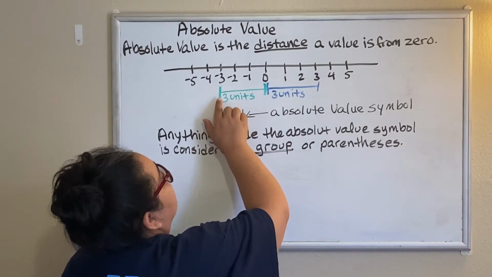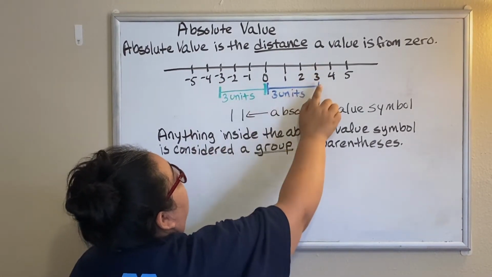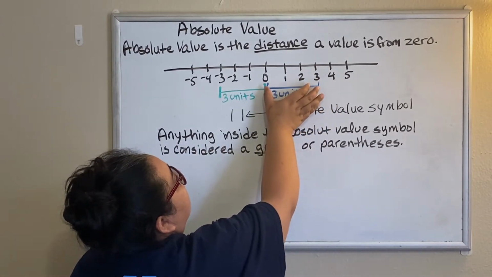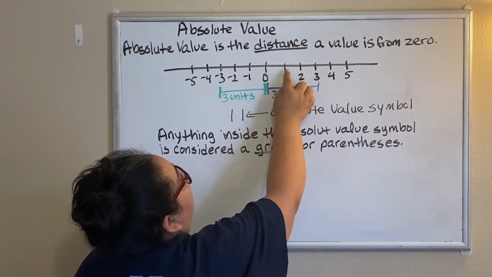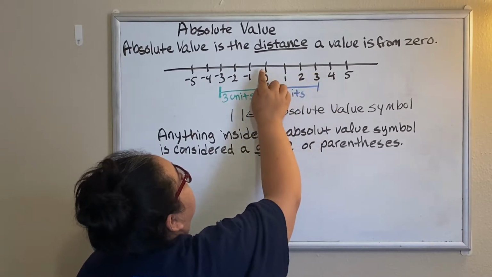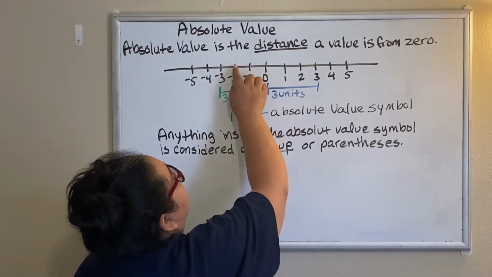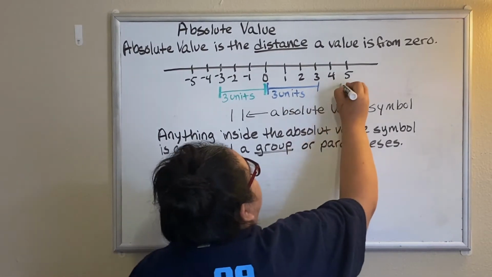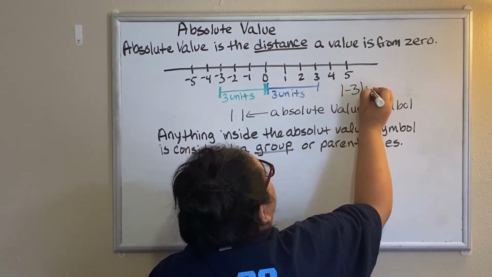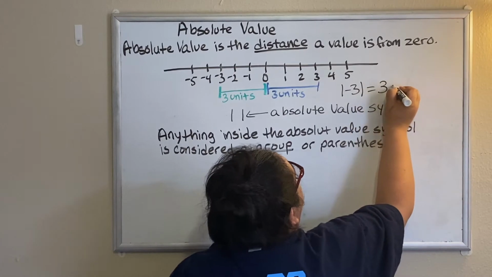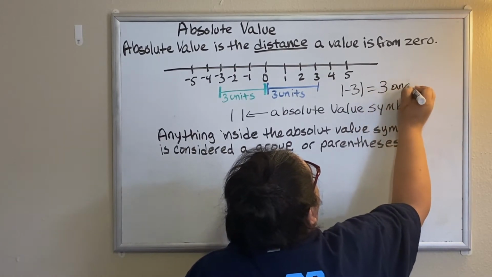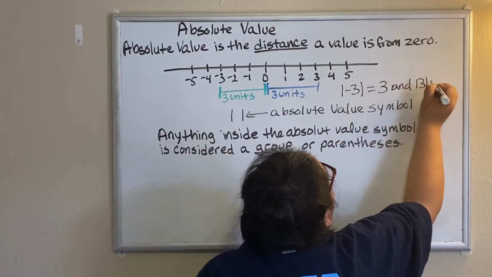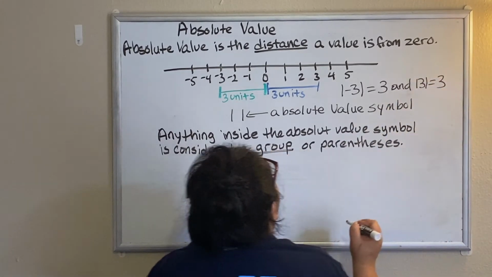I've got -3 and +3. Both -3 and +3 are 1, 2, 3 units from 0. So the absolute value of -3 is equal to 3, and the absolute value of 3 is also equal to 3.